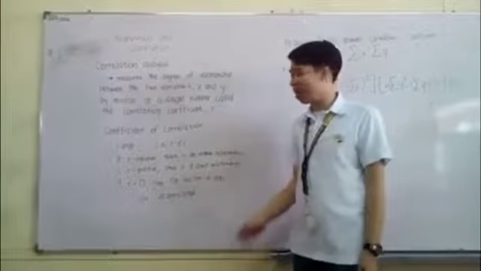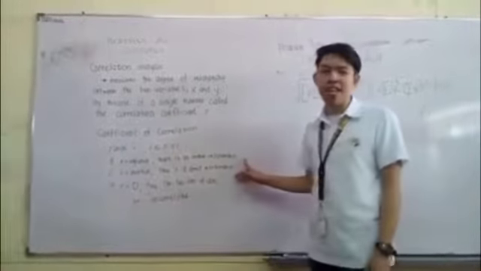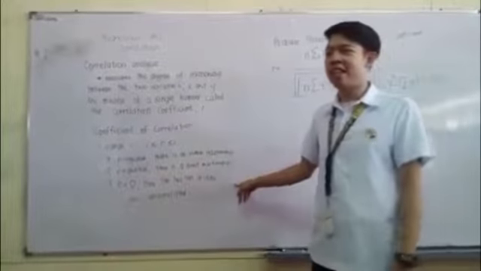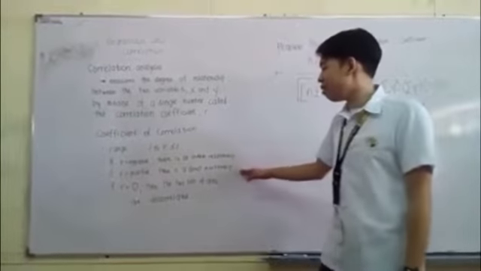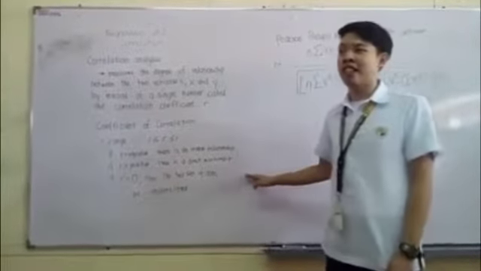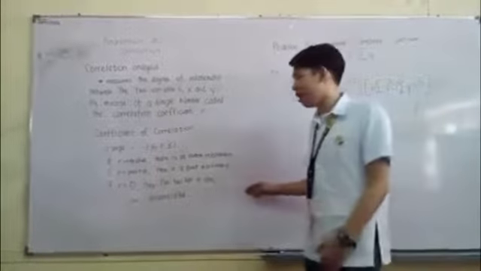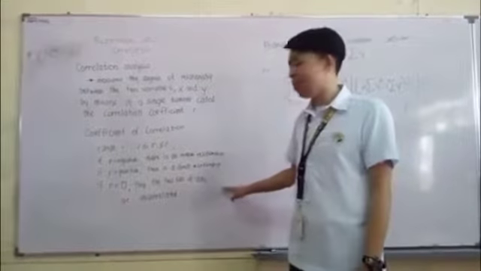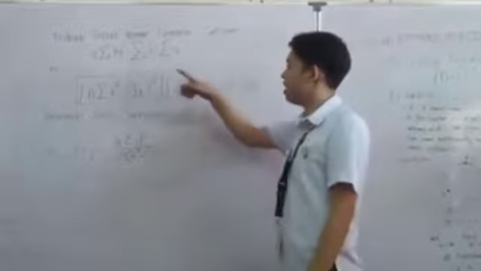If r is negative, there is an inverse relationship between x and y. It means that if x is increasing, then y is decreasing. If r is positive, there is a direct relationship between x and y. If x is increasing, then y is increasing, or vice versa. If r is equal to 0, then the two sets of data are uncorrelated. It means there is no correlation. Where n is the total number of data, it is widely used in science as a measure of the strength of linear dependence between two variables.